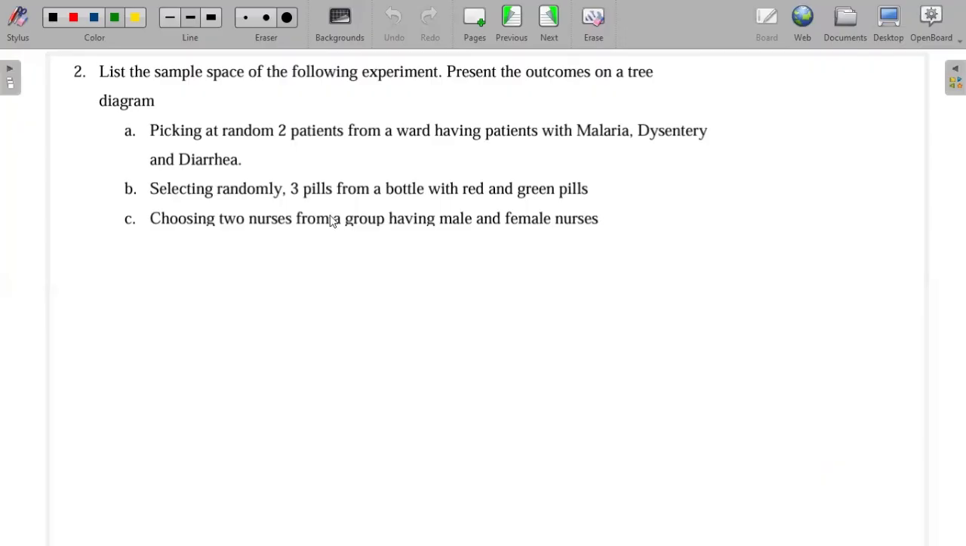Okay, so now we look at questions where we'll be listing down the sample space and also representing it on tree diagrams. For this first question, they're saying, list the sample space of the following experiment and then present the outcomes on a tree diagram. We said the sample space is the set that contains all the possible outcomes, right? So let's look at part A.